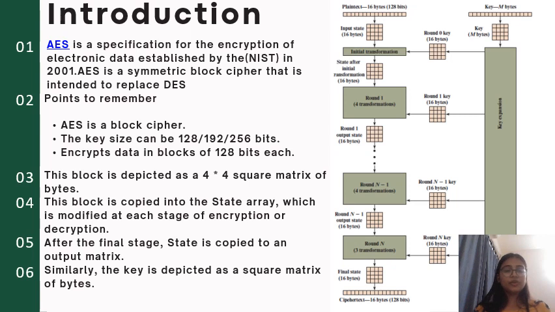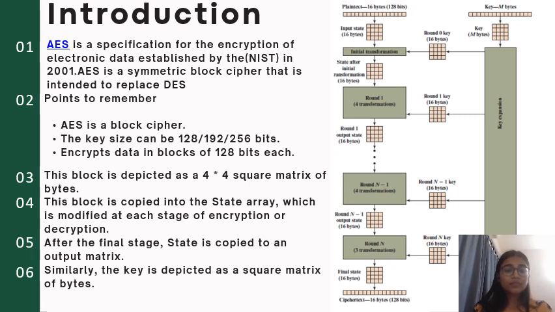Now, what are the points to remember? First, AES is a block cipher. Block cipher means it doesn't do bit by bit manipulation. It does block by block manipulation. It will take a block of 128 bits and modify it in every step. Then the key size can be 128 bits, 192 bits and 256 bits. It varies on the type of AES you are using.